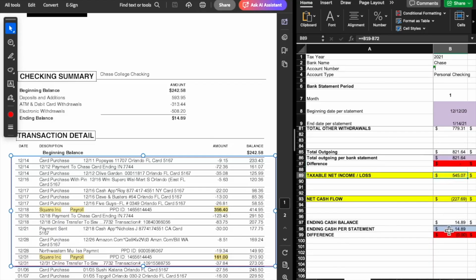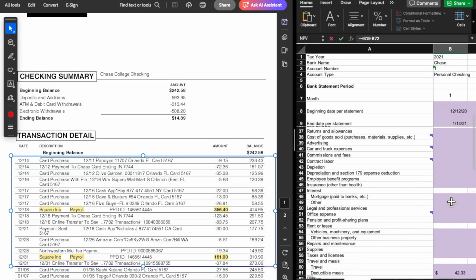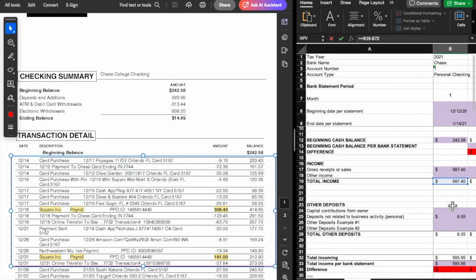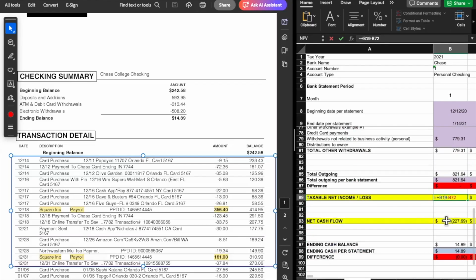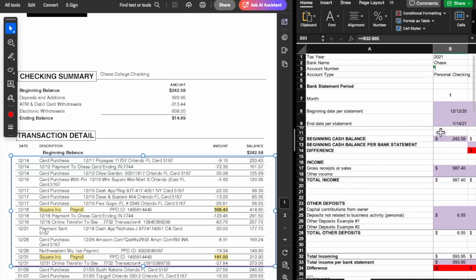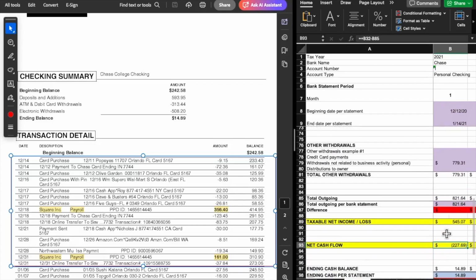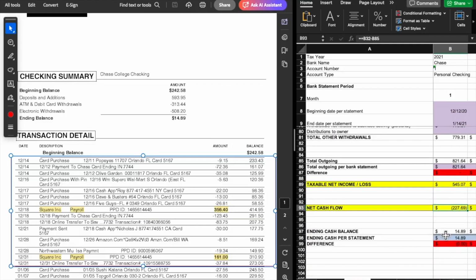And then this is telling me what my taxable net income or loss is for this month. What this is doing is getting my business revenue, which is up here, minus my business expenses, which is right here. Subtracting the two tells me I made $545 business profit. And over here, it's saying my net cash flow was a negative $227. That means that compared to my beginning balance, my beginning balance decreased by $227, which eventually led me to an ending balance of $14.